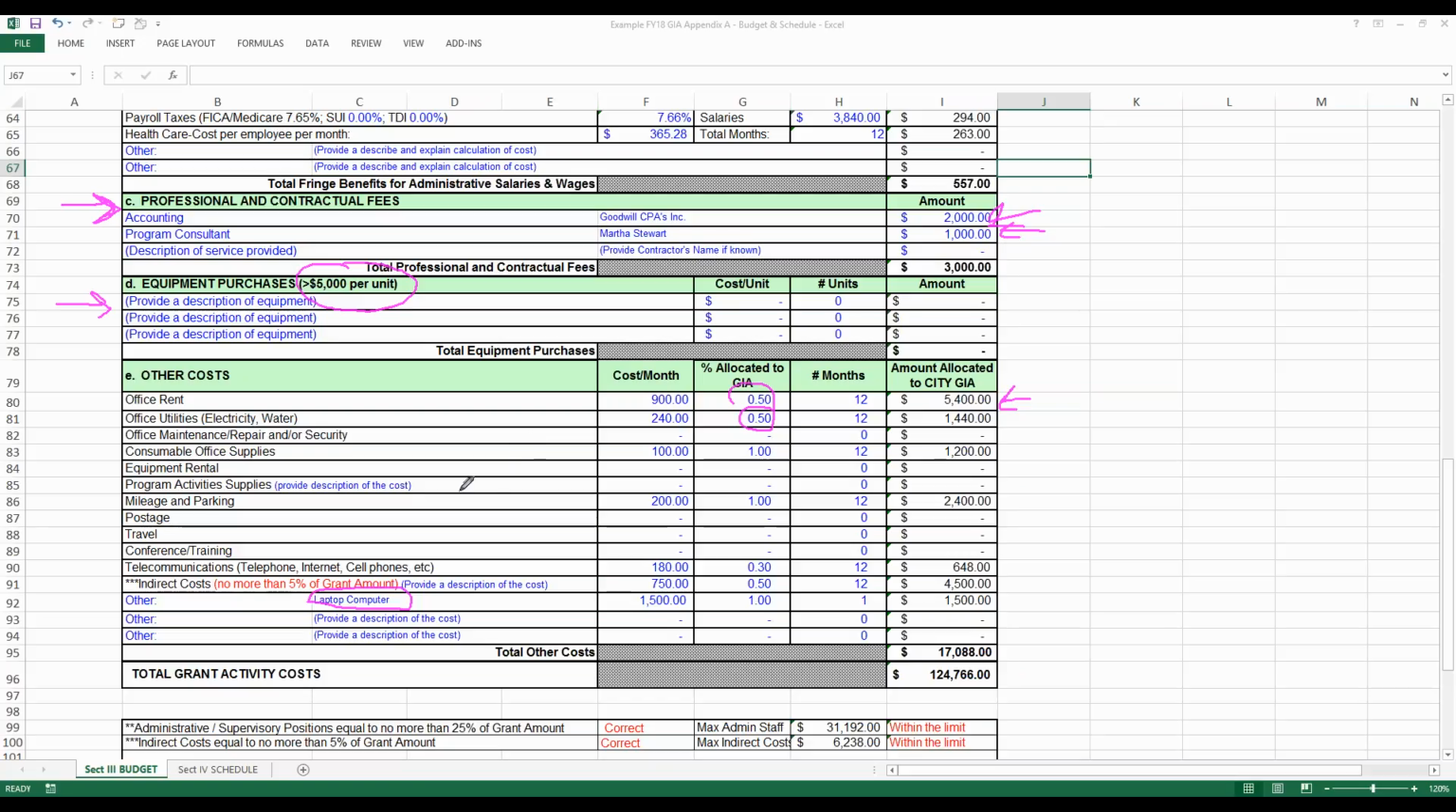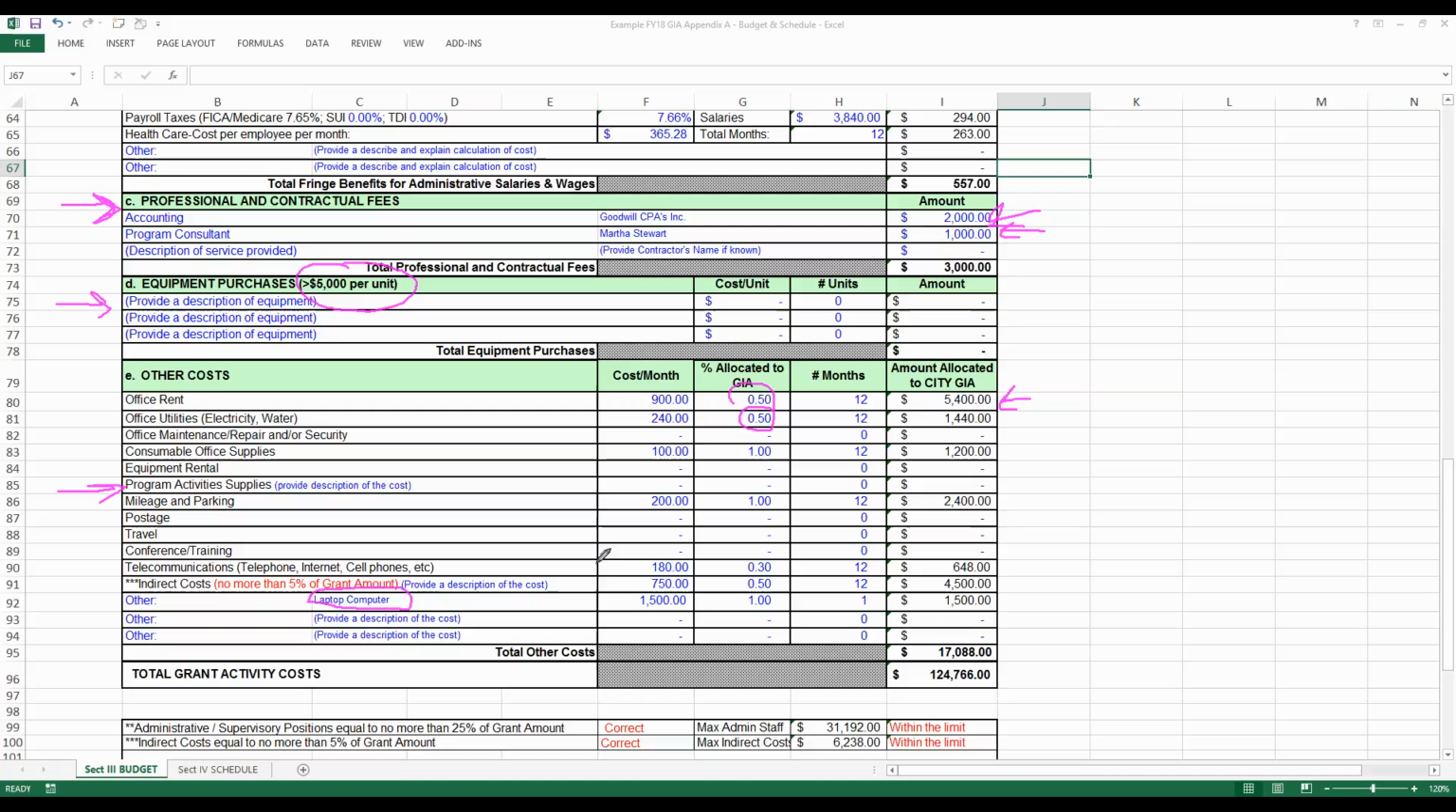Office supplies. If you have program activity supplies, we'll ask that you provide us some description of what it is that's needed for your program, because there are so many programs, so many supplies, and we do want to have a little bit of an idea what type of supplies are applicable for your program.